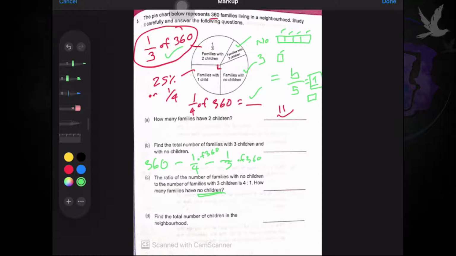Okay, dito naman sa letter D, this is quite confusing. Anyway, going back to letter C muna. Families with no children. Remember that the families with no children represents 4 units.